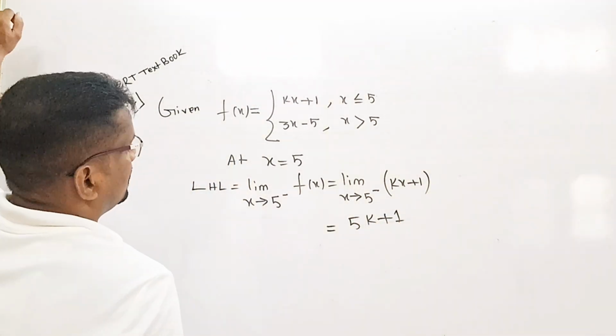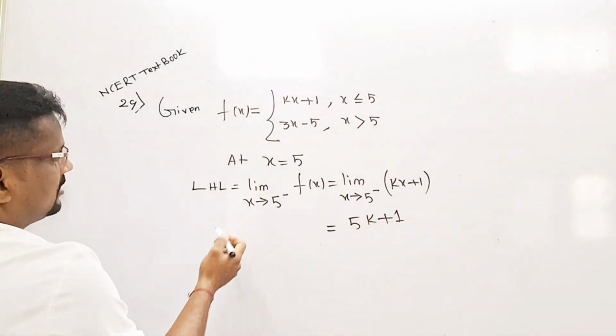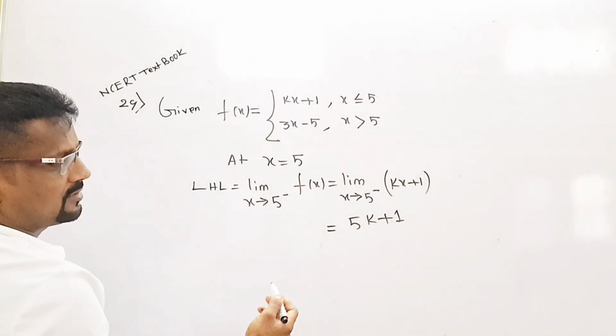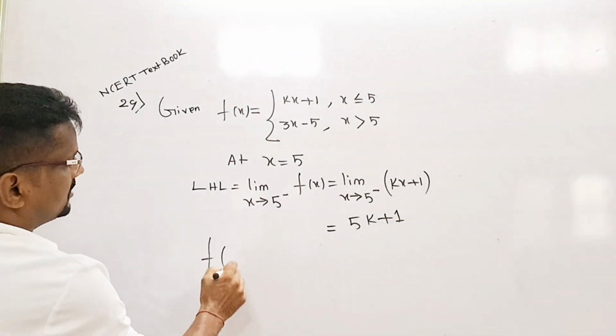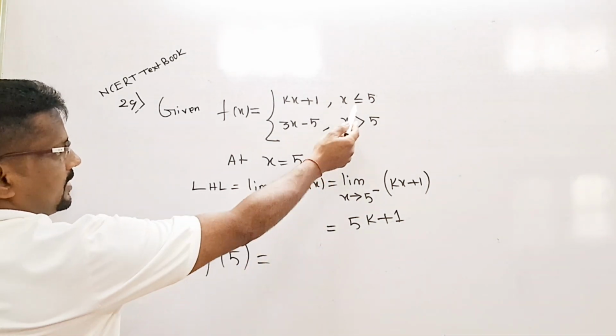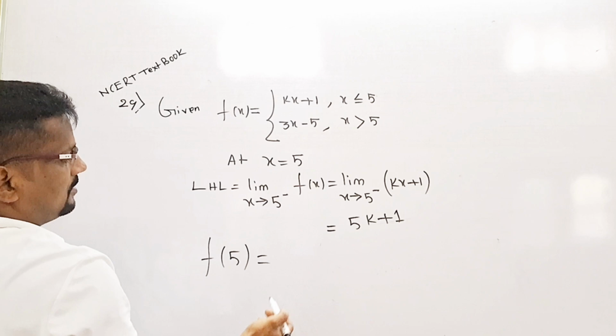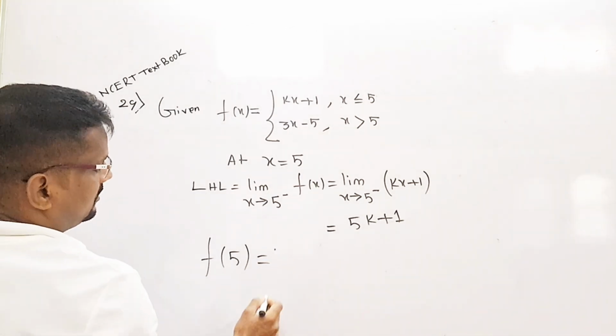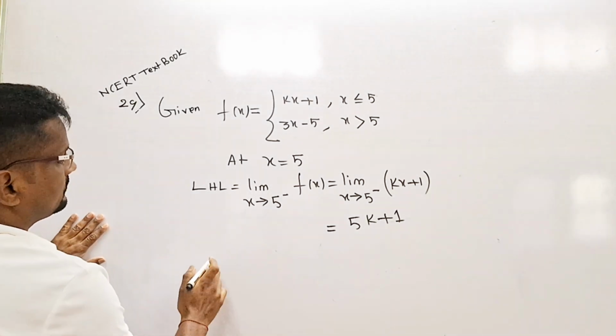Next, you can take the functional value also. LHL equal to RHL equal to functional value. So it will be easier for you, directly at 5, f of 5 you find out. When x equal to 5, then it is what? The same value you will get, 5k plus 1. So RHL you have to consider then.